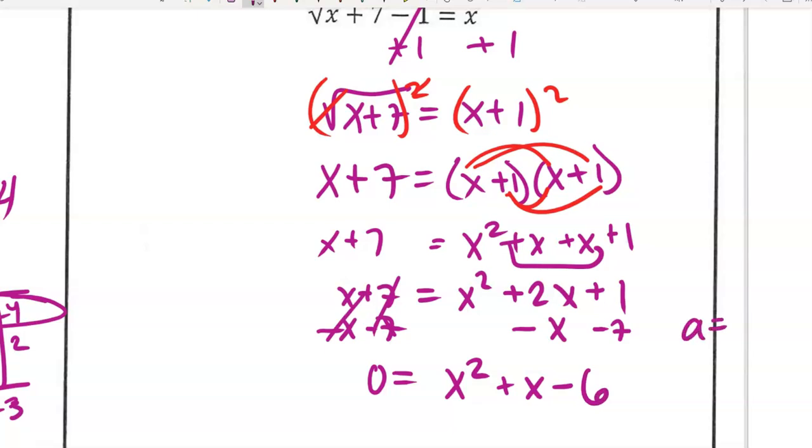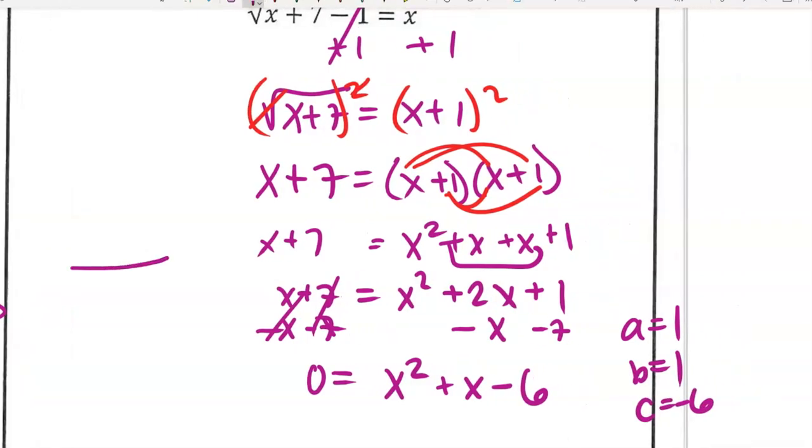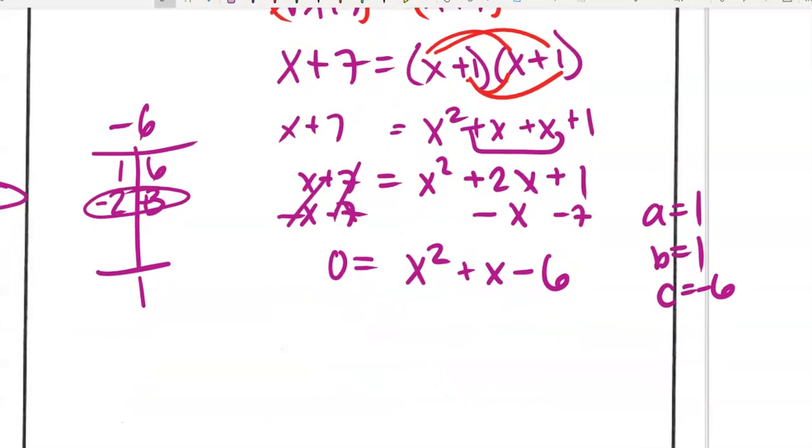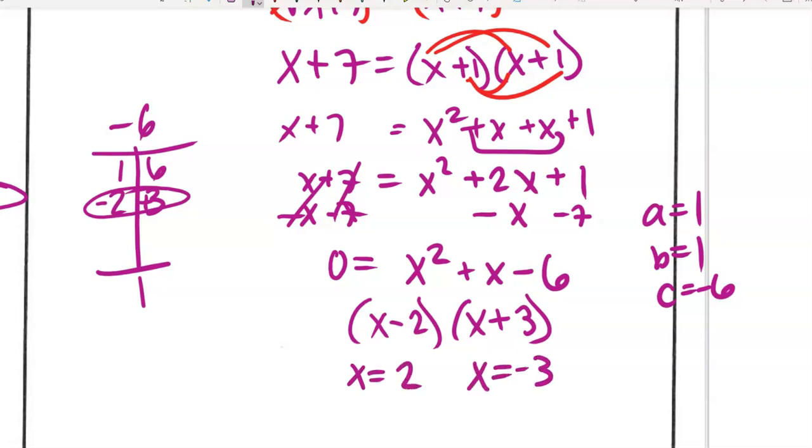All right, ABC, A is 1, B is 1, C is -6. T-chart, -6 on top, B value on the bottom, 1 and 6, 2 and 3. Now, which of these would add up to a 1? 2 and 3. They need to multiply to a -6, but add up to a +1. So -2, +3. 3 minus 2 is +1. We got x minus 2, x plus 3. X equals +2, x equals -3.